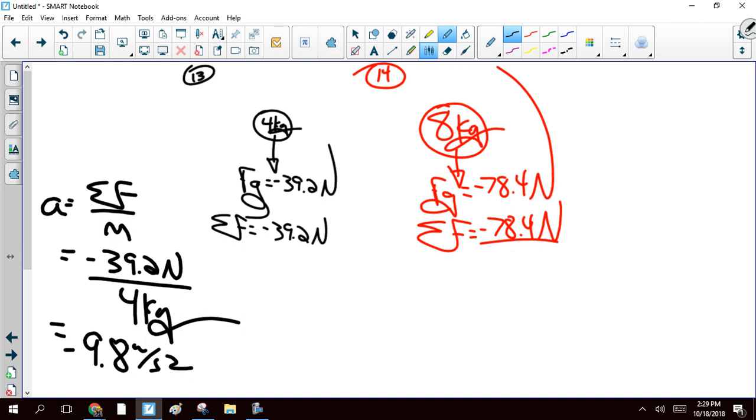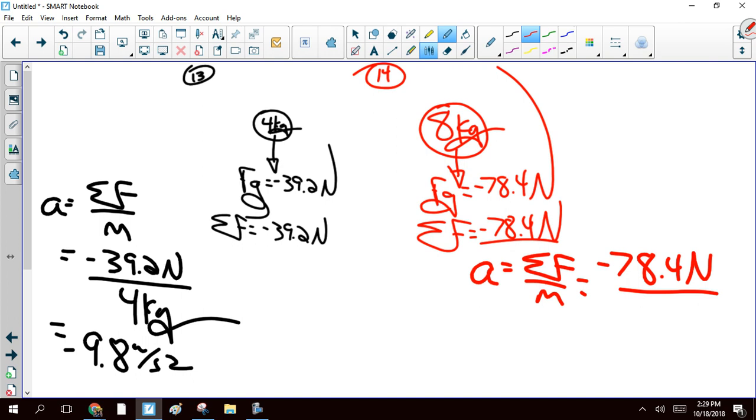All right. Over here, this ball's way heavier. There's way more force on it. So when I calculate its acceleration, it seems like I should get a bigger value, right? Because now instead of having 39 newtons, I've got like 78 newtons. But, what do you got here? Mass, right? So why is this not going to result in a bigger acceleration?